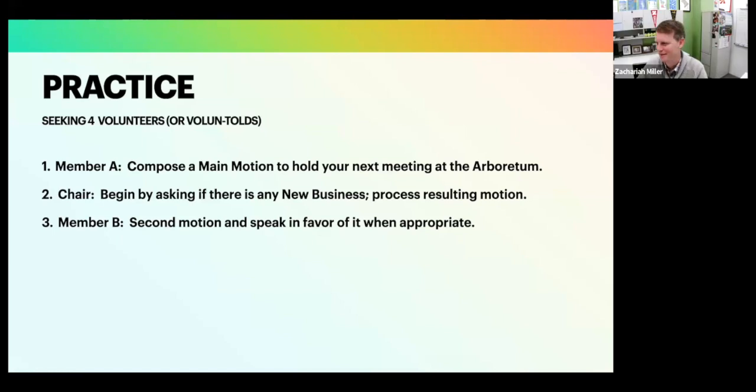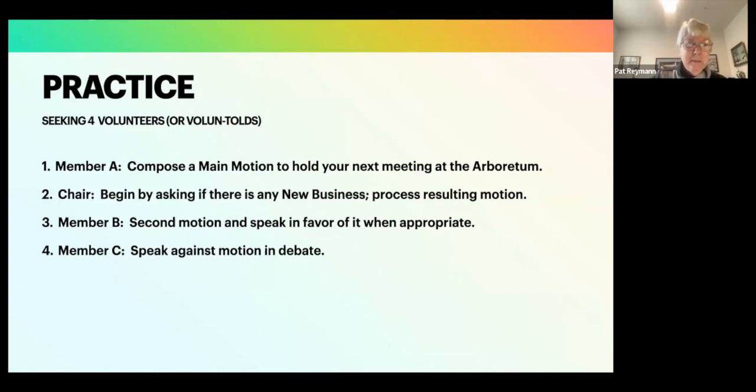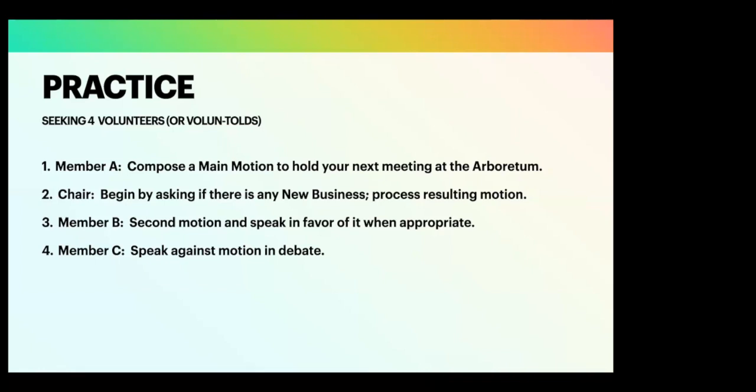Thank you very much. Thank you, Carol. And we also need a member C, but we want Carol to be B. Who would like to be C? You just have to speak against the motion. They only have to do that once. Who will be a C? I can do it because I'm Crystal. Thank you, Crystal.